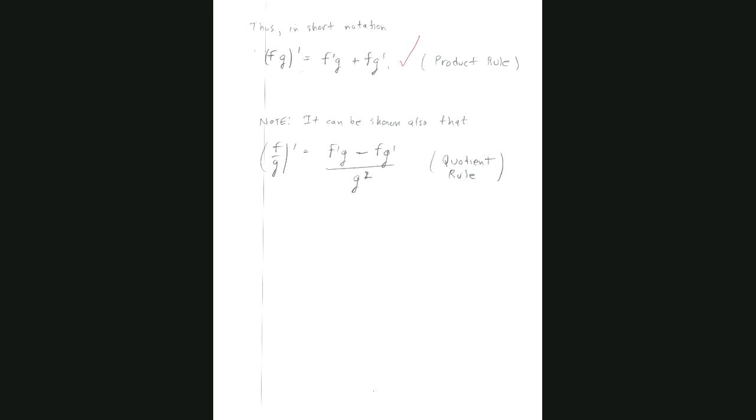So in short notation, we've established the product rule. But we also need to take derivatives of quotients. So there's a rule for the derivative of a quotient: f over g, prime, equals f prime g minus f g prime over g squared. That's called the quotient rule. We're not going to prove that. Maybe we'll have a chance to prove it another day, but let's take it on faith for now so that we can get to some examples.